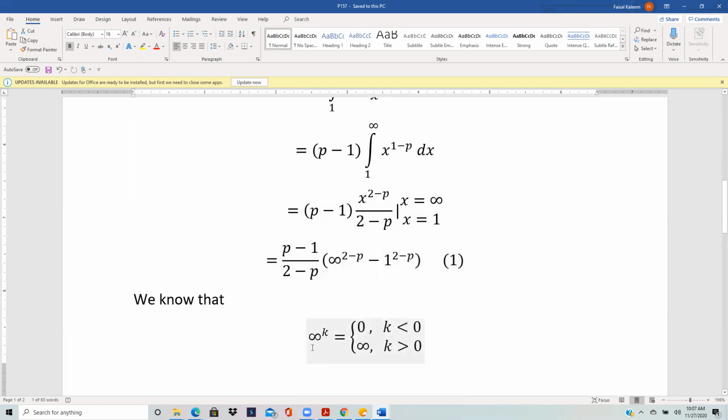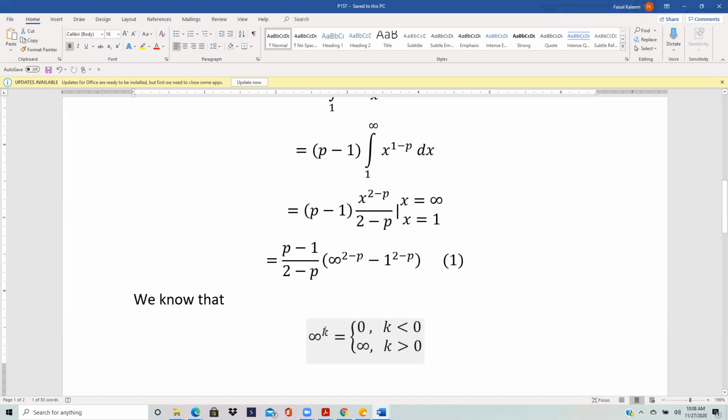So now infinity power k is 0 if k is negative, because then it becomes 1 over infinity power k, 1 over infinity power a positive thing, and so that's 1 over infinity, that's 0. And infinity power k is infinity if k is positive. So positive powers of infinity are infinity, and negative powers of infinity are 0.